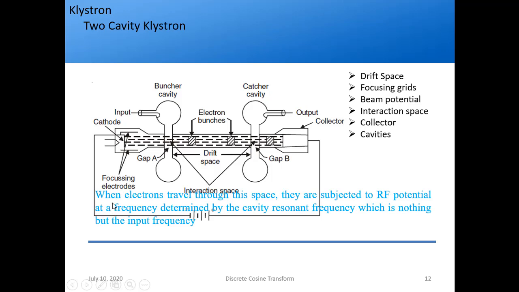So the important statement is what? When electrons travel through this space, that is this drift space, they are subjected to RF potential, that is the electric field we can say, at a frequency which is determined by the cavity resonant frequency, as I said, which is nothing but the input frequency, right? So this is the working of a klystron.